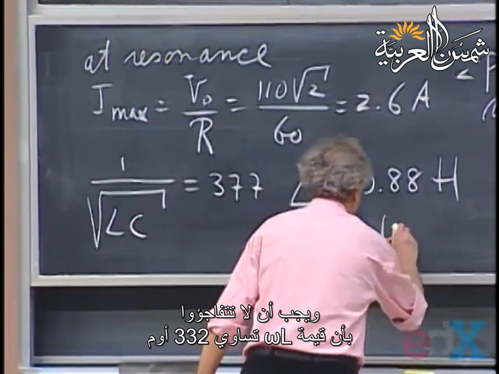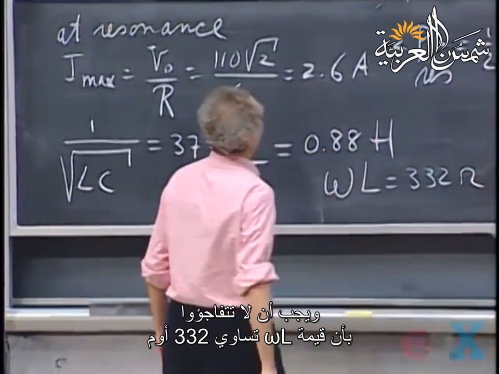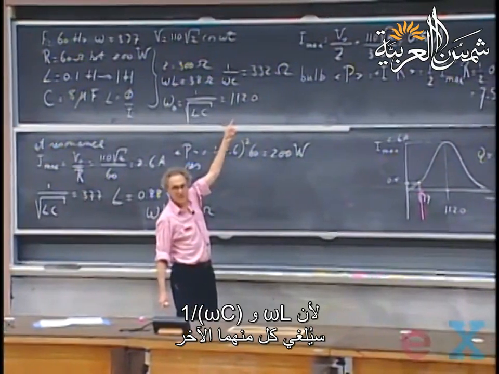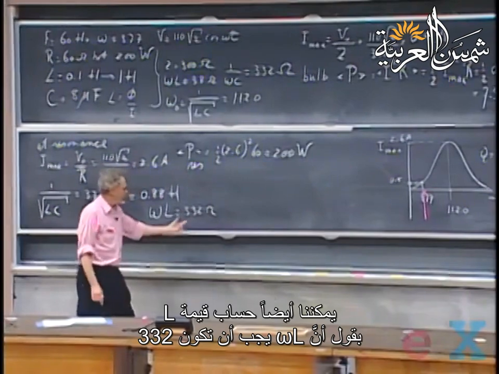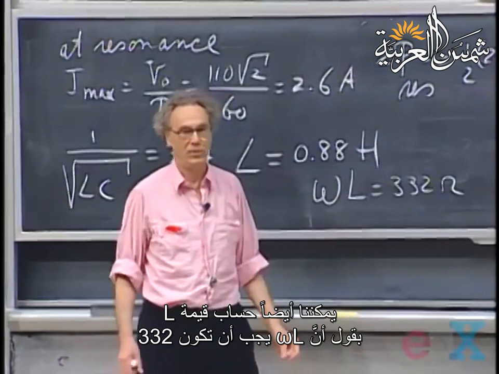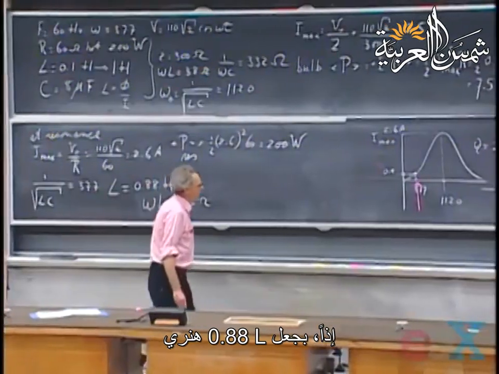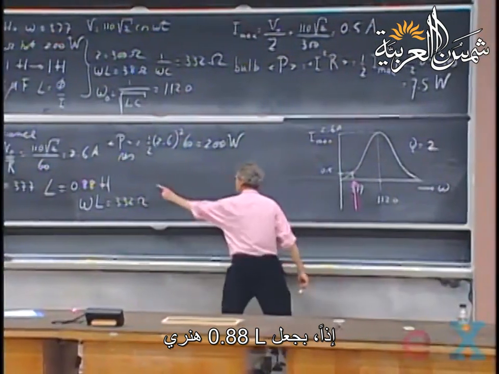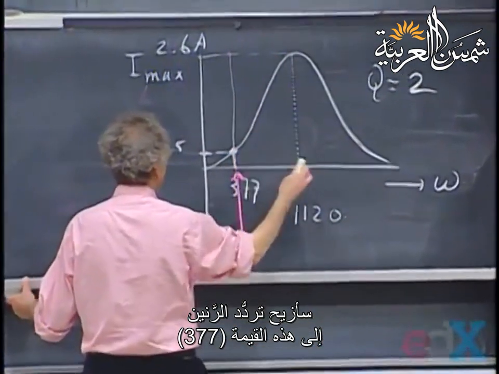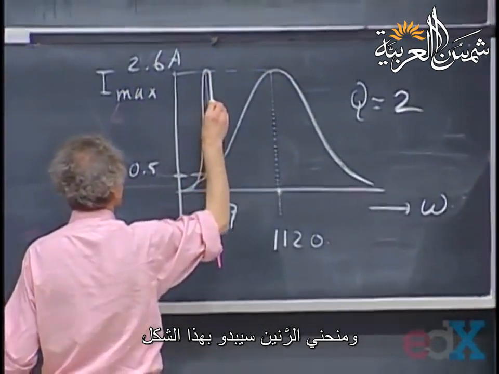And you shouldn't be surprised that omega L is then 332 ohms. Of course it is 332 ohms, because it's going to eat up that 1 over omega C. They're going to cancel each other. That's another way that you could have calculated the value of L, by simply saying omega L has to be 332. So there are various ways to get your resonance frequency. And so what I have done, if I make L 0.88 Henry, I shift the resonance frequency to this value, and my resonance curve now will look like this.